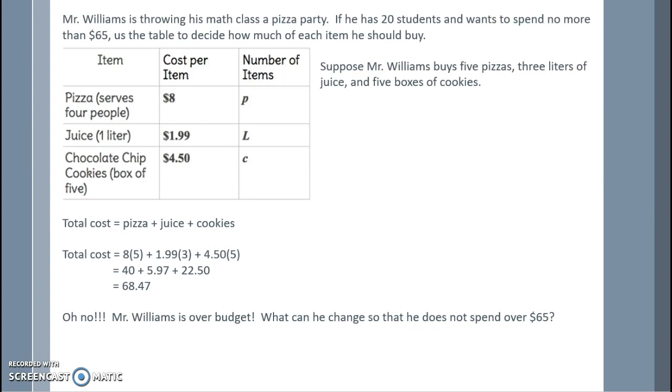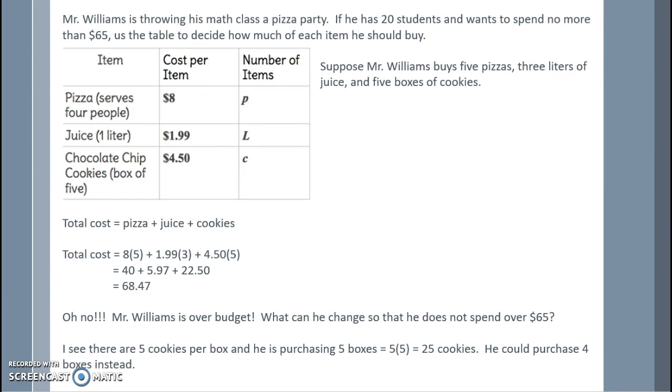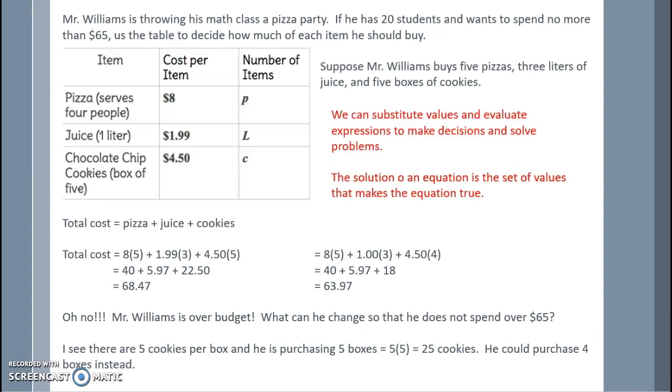What can he change so that he does not spend over $65? Well, if I take a look at the cookies, there are 5 cookies in each box. We would only need 4 boxes, not 5. Since 5 times 5 is 25 cookies, he would end up with 5 more. Let's do the same equation, except this time, let's use 4 boxes of cookies instead of 5. That would give me 40 plus $5.97 plus 18, which is certainly now less than $65. We can substitute values and evaluate expressions to make decisions and solve problems. The solution of an equation is the set of values that makes the equation true.